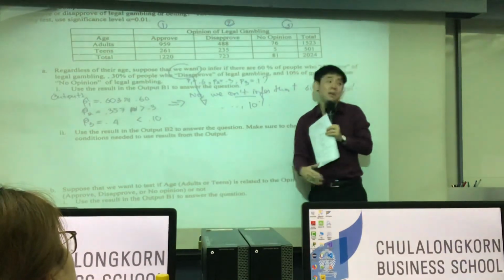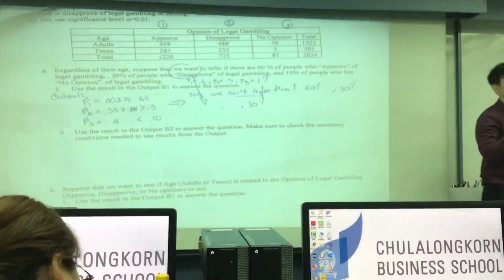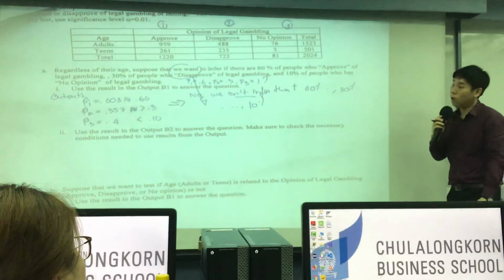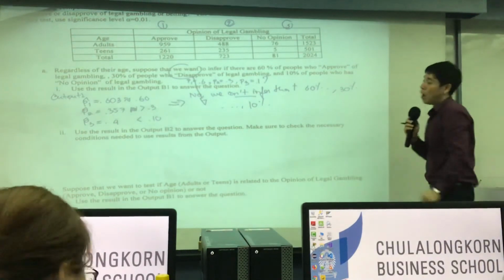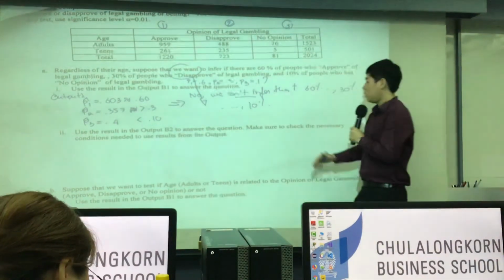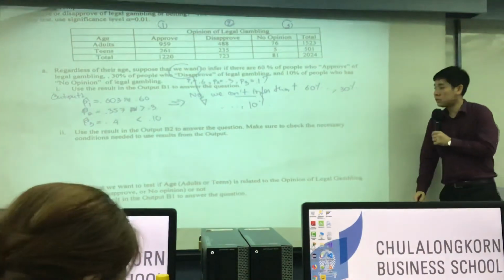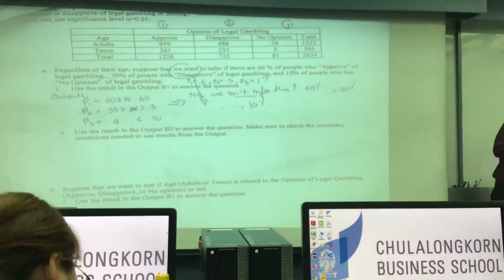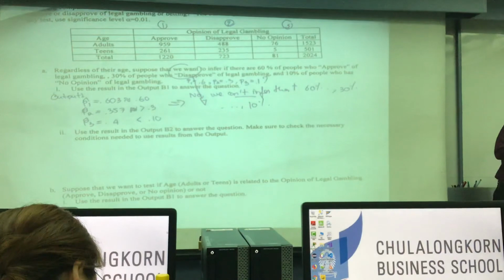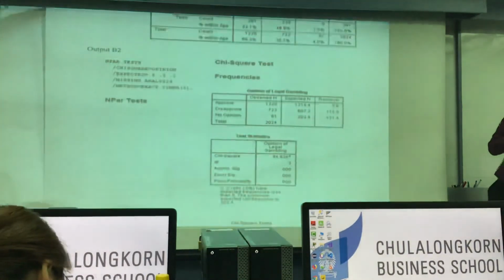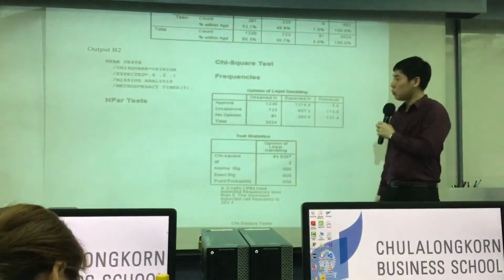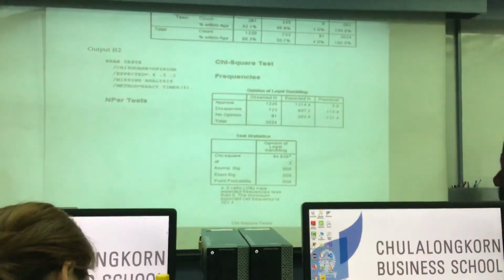Compare. I want the same, they say the same, not the same. Then it's larger or smaller. Part 2, output B2. To answer the question, make sure to check the necessary conditions. So B2 is basically this one. B2 uses output, so let's take a look.